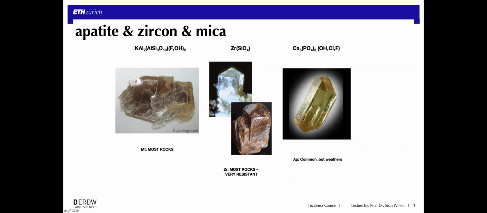Apatite is also common, but suffers from weathering. It will weather if it's exposed, say, in a soil or in the near surface regime for too long. So it is often destroyed and will not survive more than 1 or 2 cycles of erosion and sedimentation.